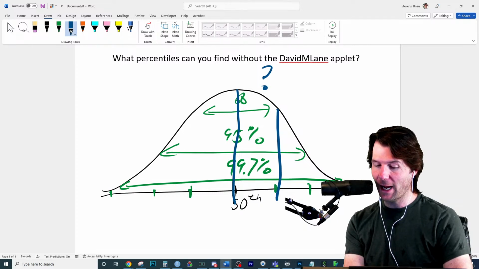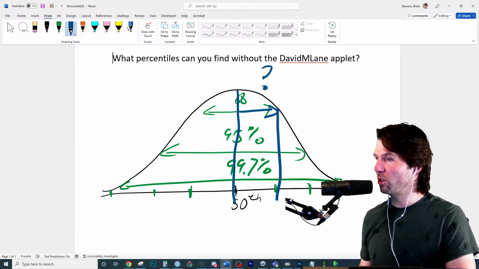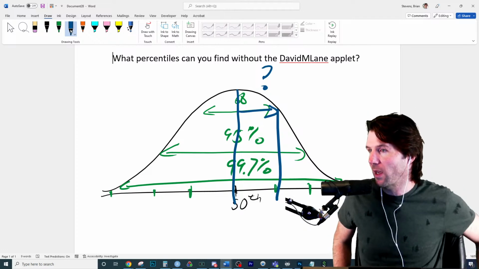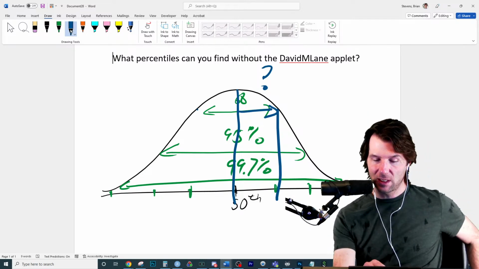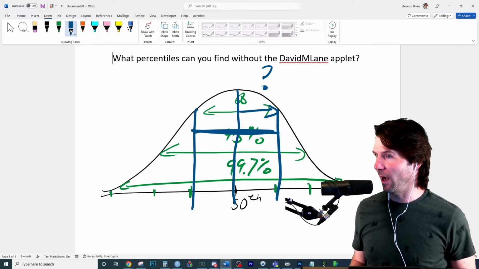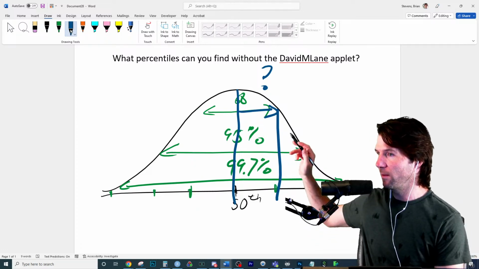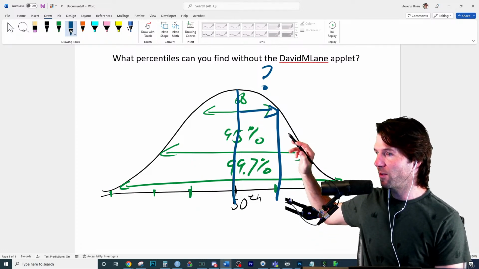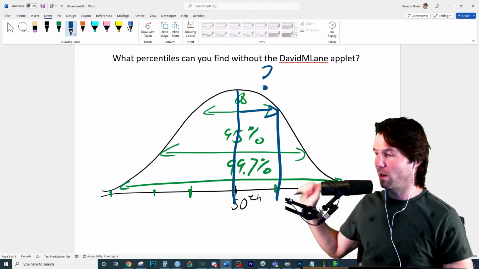Does everyone see how that's half of 68? Visually, does that make sense? The blue area right there is half of 68, because 68 would be the total within this, but we're just finding half. Does that make sense right there visually? Like that's going to be half of 68. Do people follow along with that? Awesome right there. Got it?